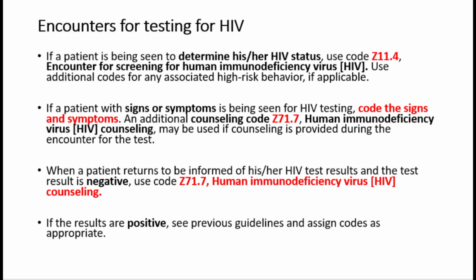If a patient with signs or symptoms is being seen for HIV testing, code the signs and symptoms. An additional counseling code Z71.7, human immunodeficiency virus counseling, may be used if counseling is provided during the encounter for the test. When a patient returns to be informed of his or her HIV test results and the test result is negative, use code Z71.7, human immunodeficiency virus counseling. If the results are positive, see previous guidelines and assign codes as appropriate.